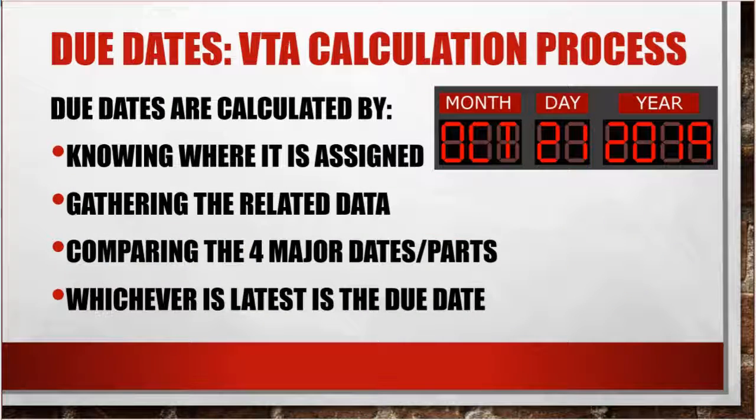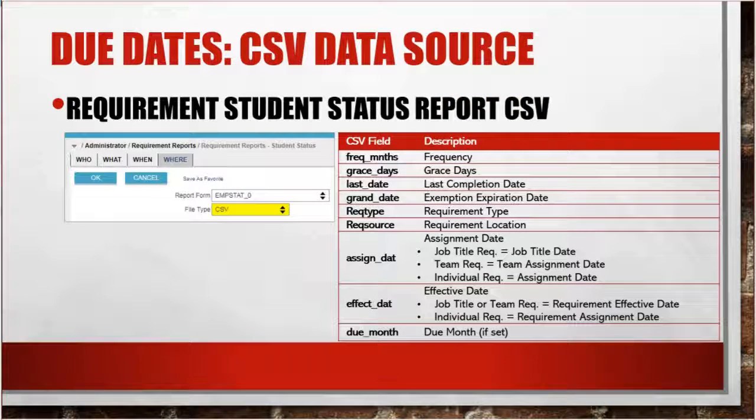Without concentrating on the system itself, the VTA due date calculation is done by knowing where the requirement is assigned, gathering the related data, comparing the four major dates or parts of the calculation process, and whichever is latest is the due date. The entire process can be done with a single source, and that is when you run the student status report and output it to a CSV format, you're going to get a file with the requirement information and all the relevant data around those requirements, such as the frequency, the grace period, when was it assigned, etc.